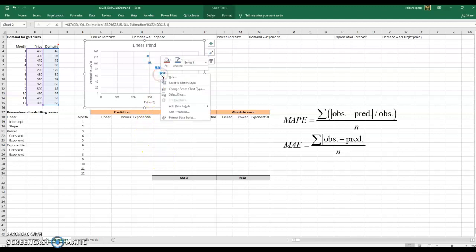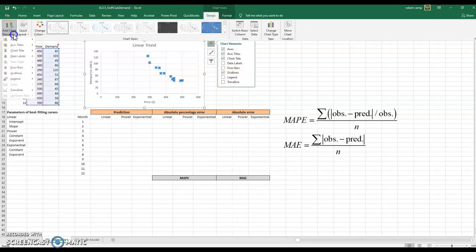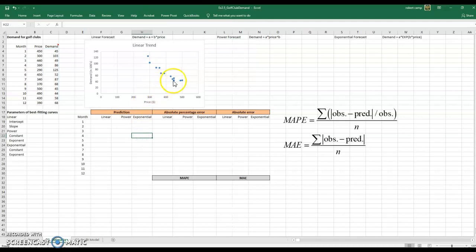I'm going to right click on the data and I'm going to go here and say add trend line. I could also hit the plus here, go and add a trend line. I can go into design, add chart elements, and add a trend line. So there's a lot of different ways that we can end up doing it, just like everything else in Excel.